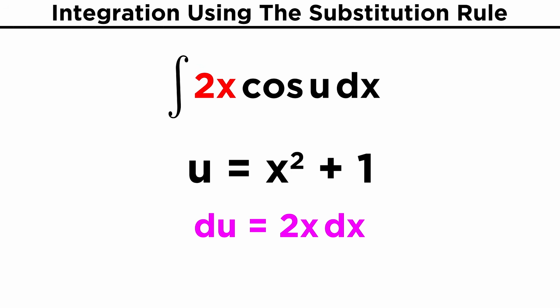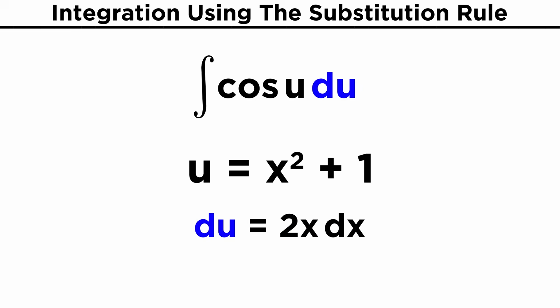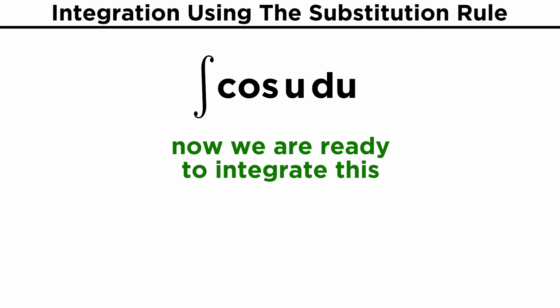That's quite convenient, because lo and behold, if we bring the 2x inside the integrand to the other side of this cosine term, we have 2x dx right here. So according to this equation, we can just rewrite that as du. Now that we have a differential du that agrees with the rest of the integrand, we are ready to integrate, and cosine u du can be integrated just like cosine x dx, or cosine z dz, or cosine smiley face d smiley face. The variable doesn't matter. The integral of cosine u du is sine u plus c.